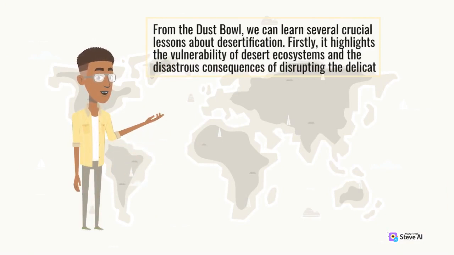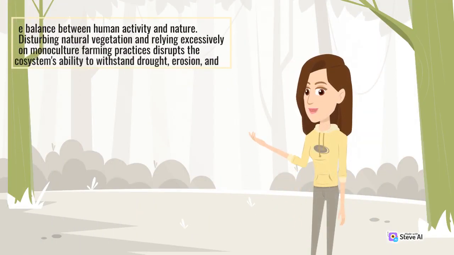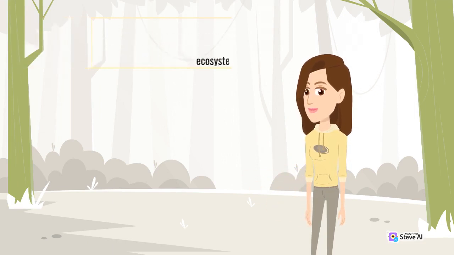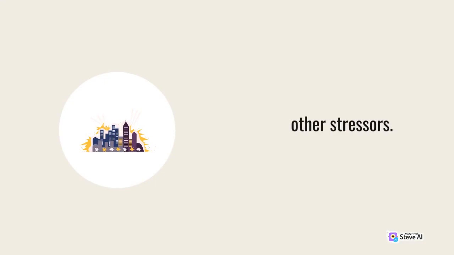From the Dust Bowl, we can learn several crucial lessons about desertification. Firstly, it highlights the vulnerability of desert ecosystems and the disastrous consequences of disrupting the delicate balance between human activity and nature. Disturbing natural vegetation and relying excessively on monoculture farming practices disrupts the ecosystem's ability to withstand drought, erosion, and other stressors.